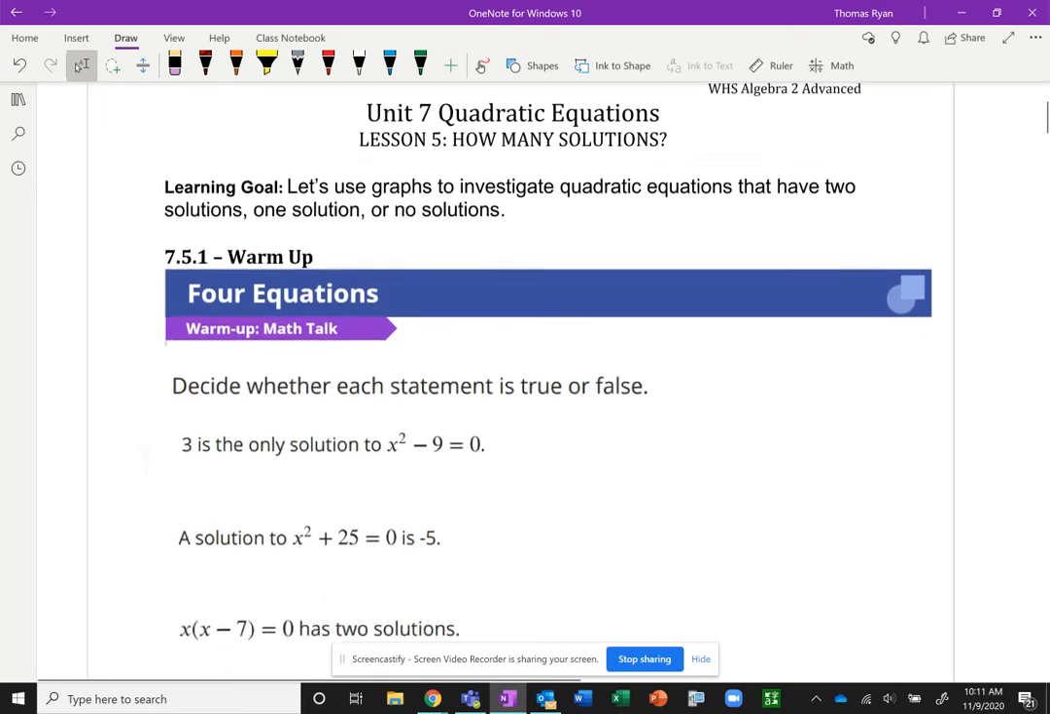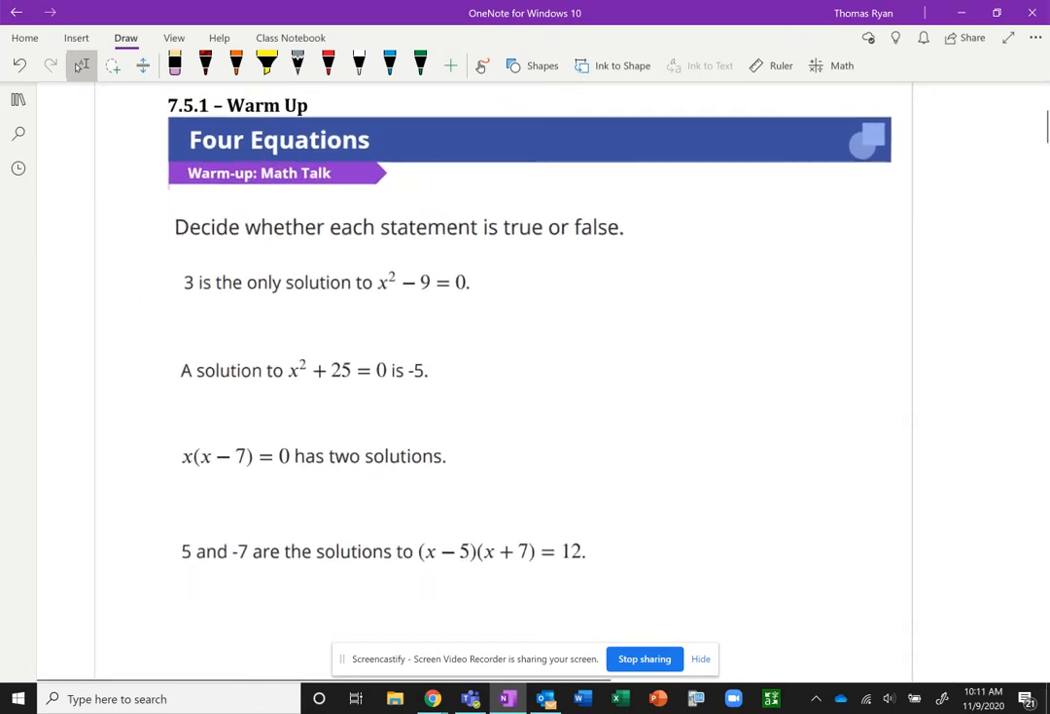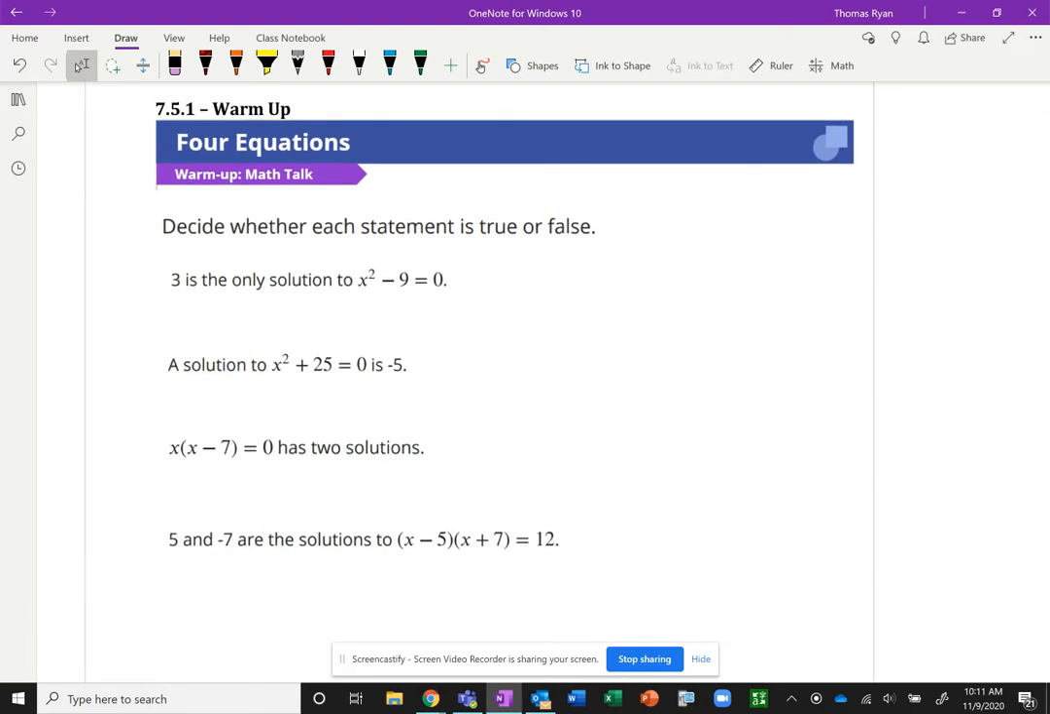Okay, so for a warm-up here, if you guys want to take a minute, hit the pause button, think about these four statements. We're going to decide whether they're true or false. So, pretty easy task. First one says 3 is the only solution to x squared minus 9 equals 0.